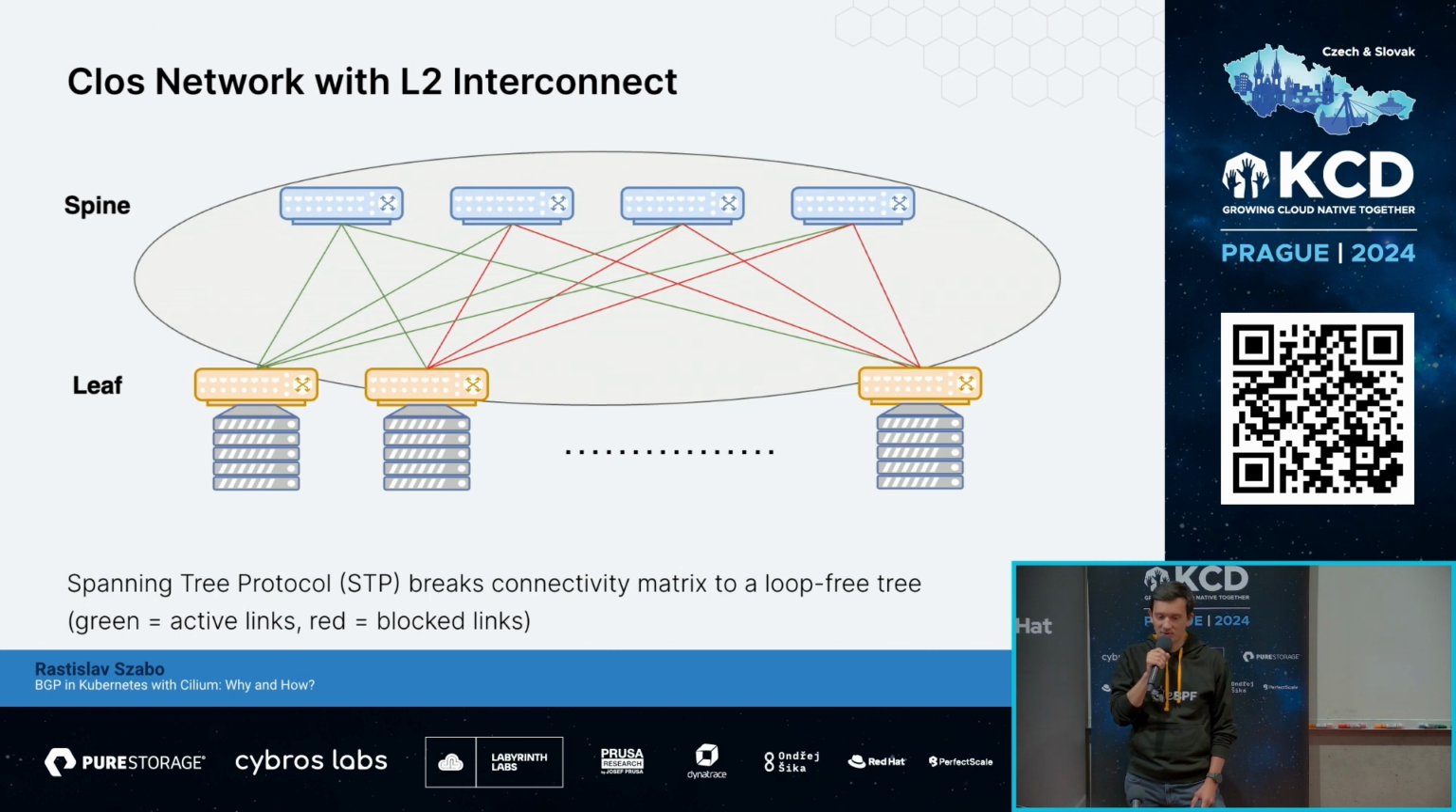So such kind of layer 2 interconnect between those switches, between spine and leaf switches, would not be very effective because many links would become unused actually. So on this picture, the green ones, for example, would be used and the red ones would be blocked. So not ideal.